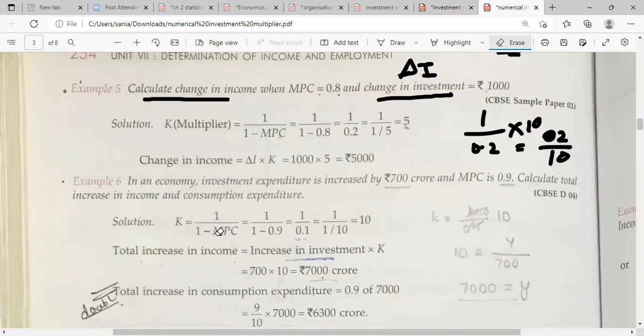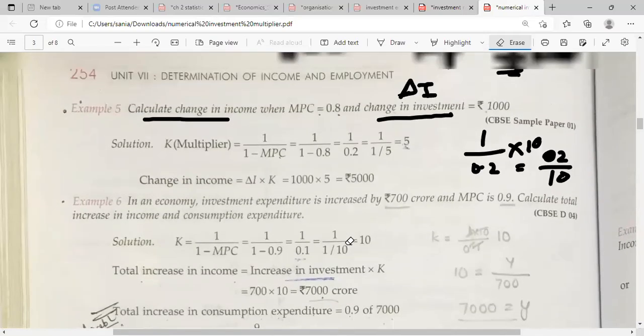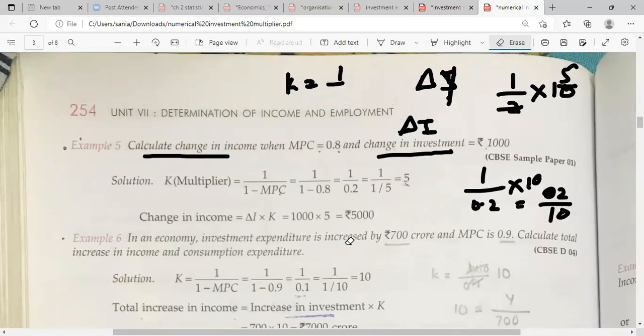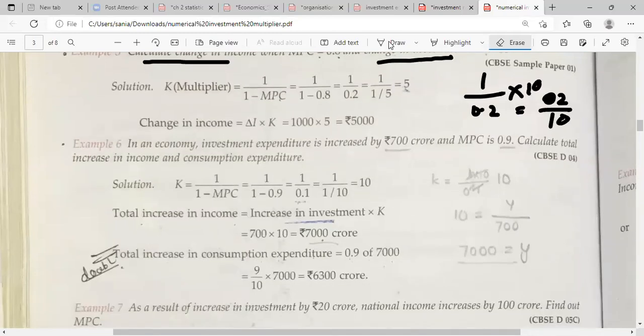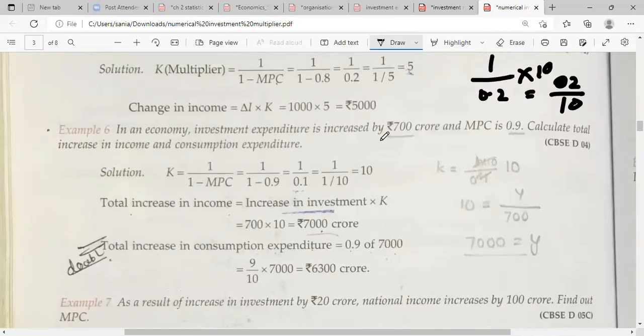And after that you have to find the consumption expenditure as well. So first find the two things. Okay, let me just explain, you'll get confused by the way. Okay, so ma'am, what is this? See, in an economy, investment expenditure is increased by, so increased by means delta.